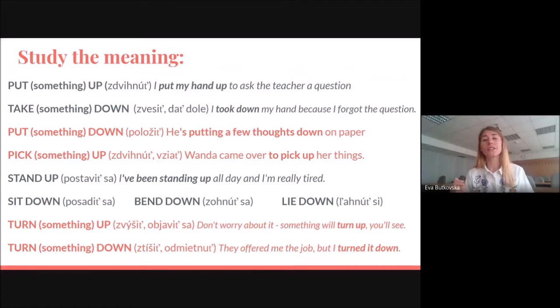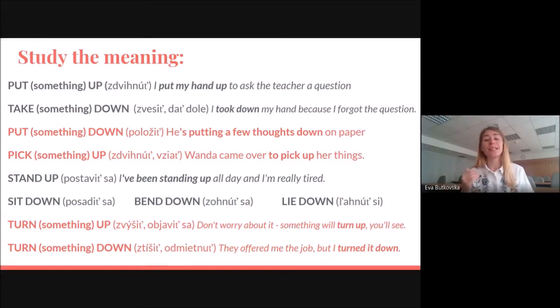Next set of phrasal verbs, stand up and sit down. I think that's self-explanatory. So stand up, I've been standing up all day, I'm really tired. And the opposite is, I need to sit down, or I need to bend down to take something, or I need to lay down. And the fourth couple of phrasal verbs is turn something up and turn something down.